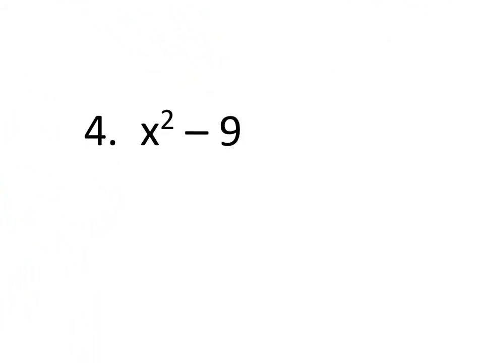So the first thing I asked myself is, is this a binomial? And yes, I can see that because there are two terms. Then I asked myself, is this a perfect square? Yes, it is, because this is x times x. Is this a perfect square? It is. It's 3 times 3. And the big thing is, is this subtraction? And that is subtraction.